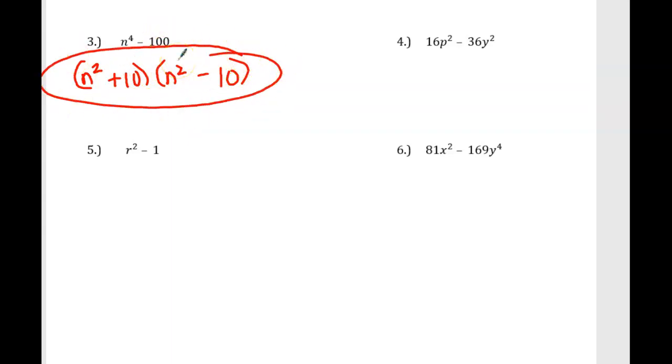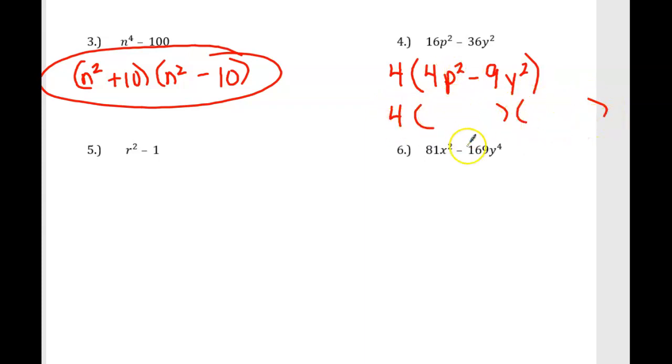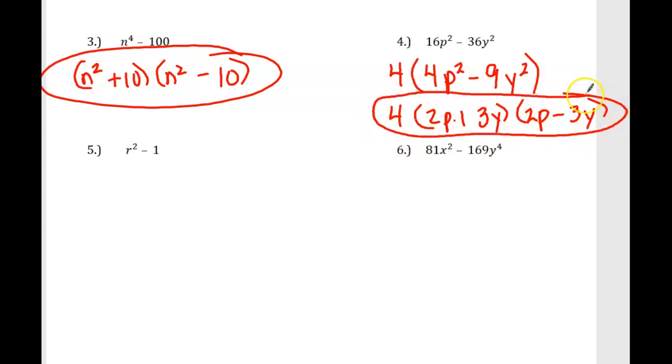All right, now number 4, we can factor out the greatest common factor in this situation. It's a 4, so we end up with 4 times 4p squared minus 9y squared. But we're not done here because we can take what's in the parentheses and we notice it's again the difference of perfect squares. So we can break this apart into 4p squared, the square root is 2p. So 2p times 2p would give us 4p squared. And then the square root of 9y squared would be 3y. And again, that's going to be plus and minus. Oops, I didn't write that.